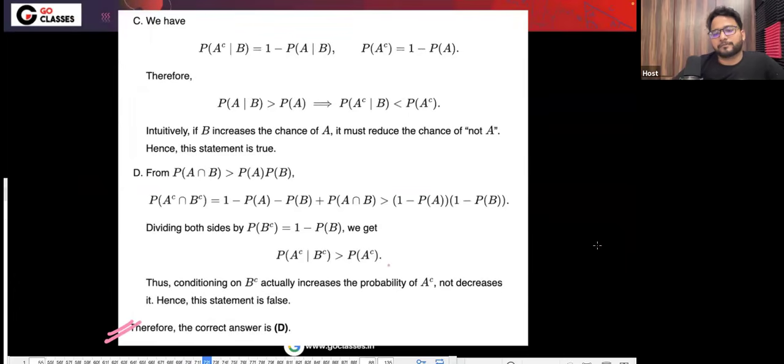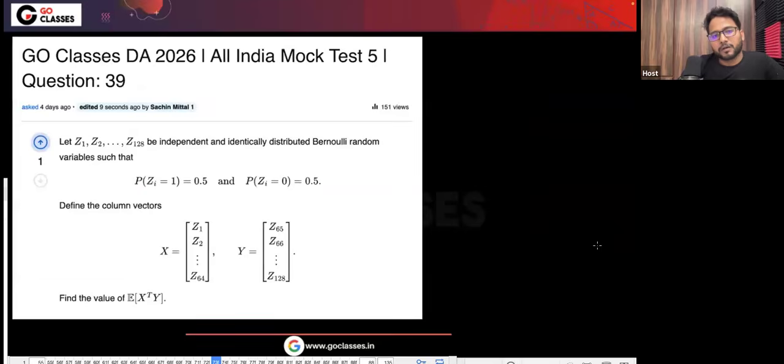Answer is D. Okay. Now let's solve this question. This was an easy question. They are just asking for the value of x transpose y. Since x and y are vectors, x transpose y will be a scalar.